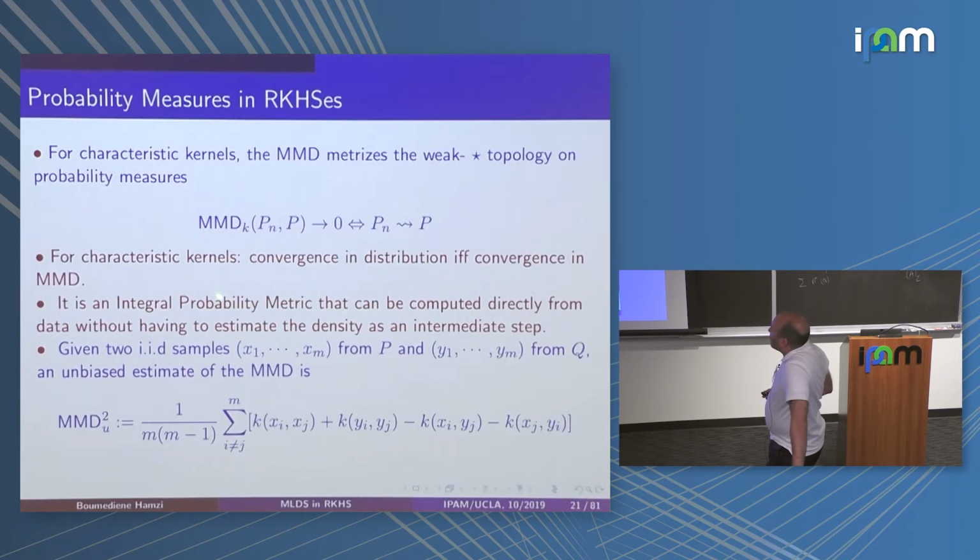So a nice thing about the MMD is that if we are dealing with characteristic kernels, then convergence in distribution is happening if and only if there is convergence in the MMD. And it can be computed directly from the data using the kernel.